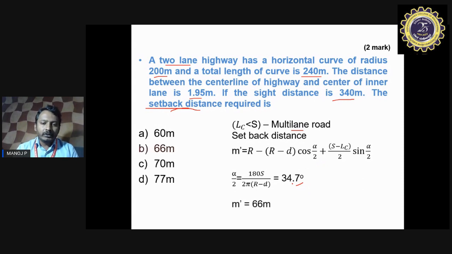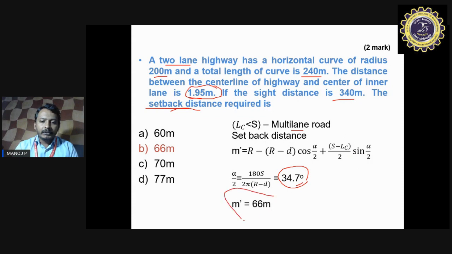M dash is equal to, substituting the values, R is equal to 240 and D is equal to 1.95, alpha by 2 is equal to 34.7, S is equal to 340, LC is equal to 240. You get the answer as M dash of 66 meters.